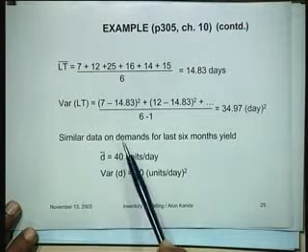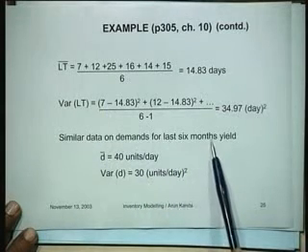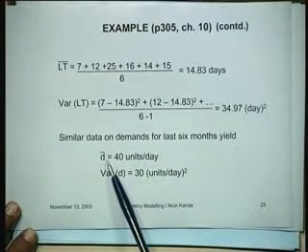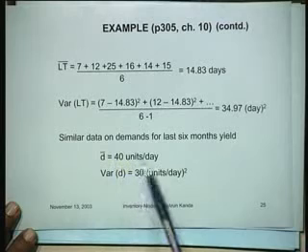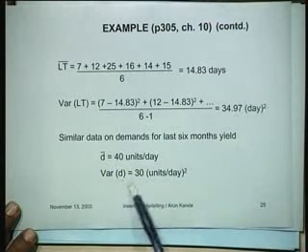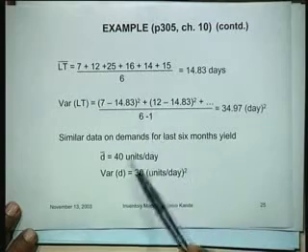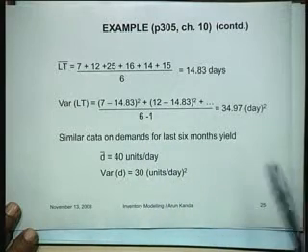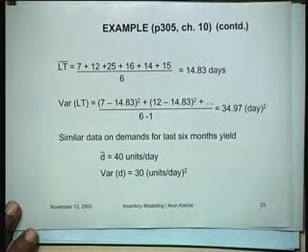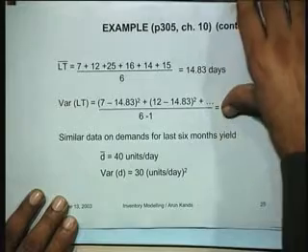And similar data on demands for the last 6 months can be used. And this yields, for instance, that the average demand is 40 units per day and the variance of demand is 30 units per day whole square. So this is how you can extract data on lead times and demands from the actual facts that you have available with you.